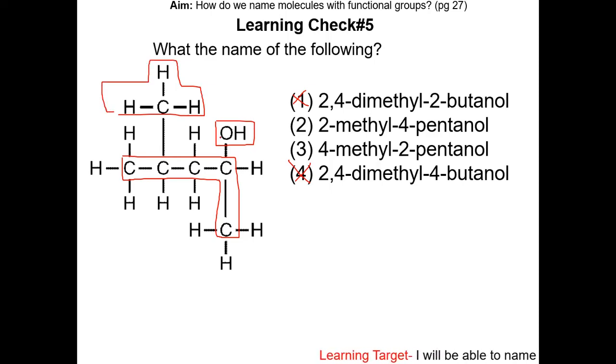The OH group tells us this is an alcohol, so the suffix should be OL. Now the question is, which group has more priority, the methyl group or the OH group? Do we number the carbons from left to right or right to left? It turns out the OH group has a higher priority, so we're going to number the carbons from right to left. So the carbon with the OH group will have a smaller number than the carbon with the methyl group. So the chemical name of this compound is 4-methyl-2-pentanol. So the answer is choice 3.